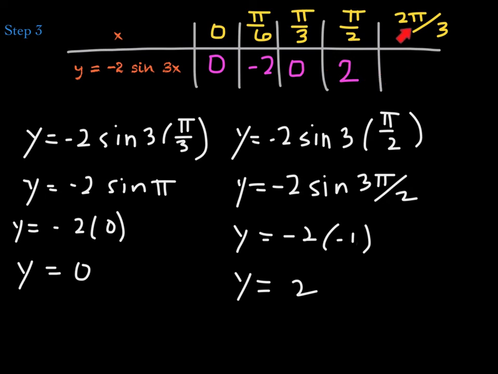2 pi over 3, when you plug it in, this 3 on the argument will cancel with this 3, leaving you with just 2 pi. And sine of 2 pi is 0, so negative 2 times 0 is just 0. All right, very good. Let's draw the curve.